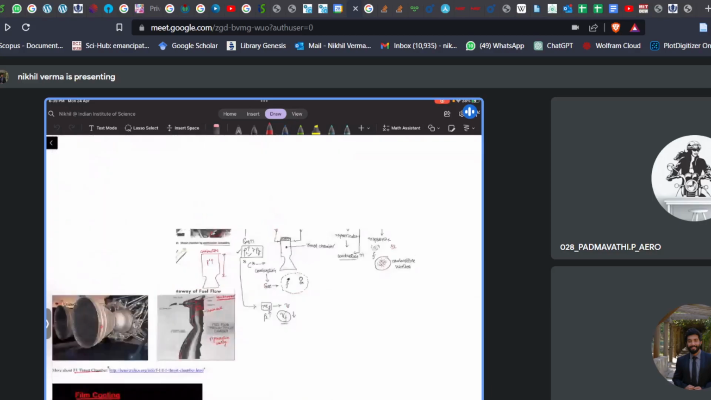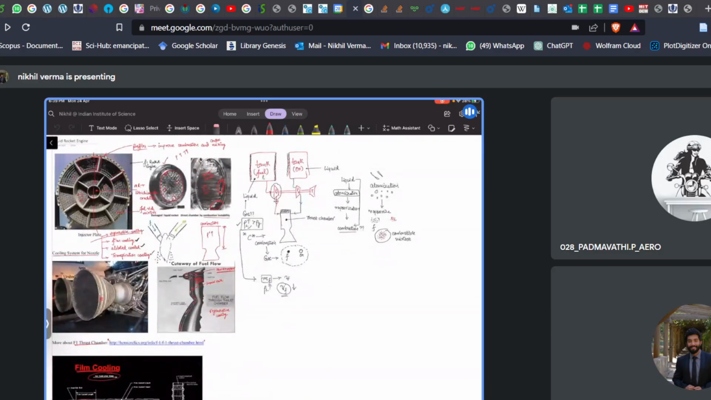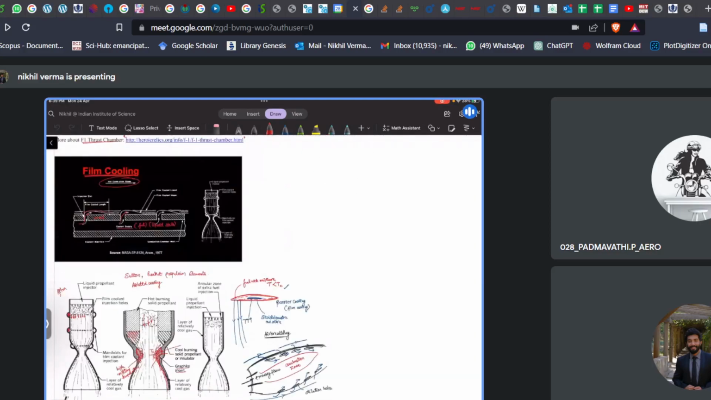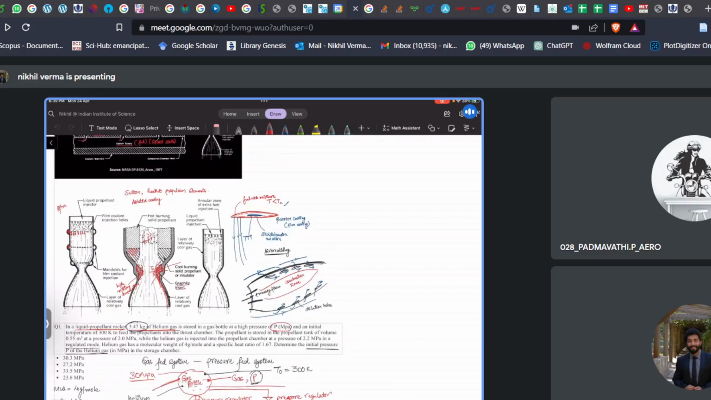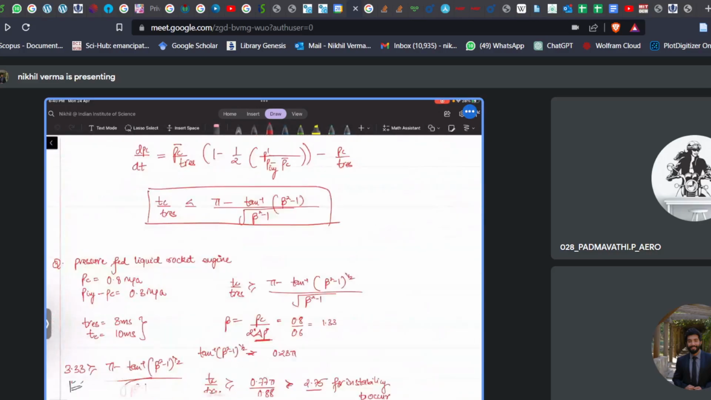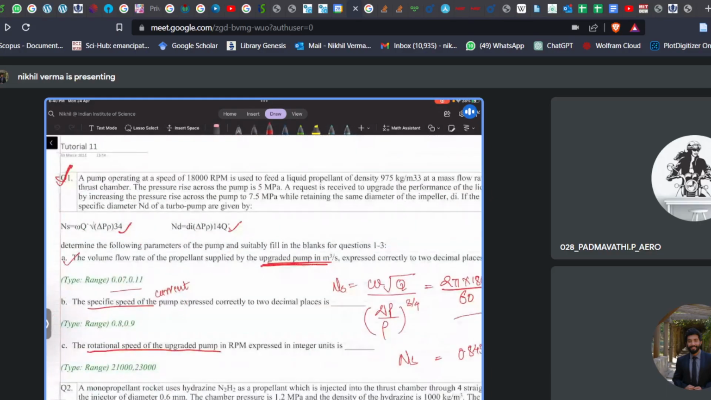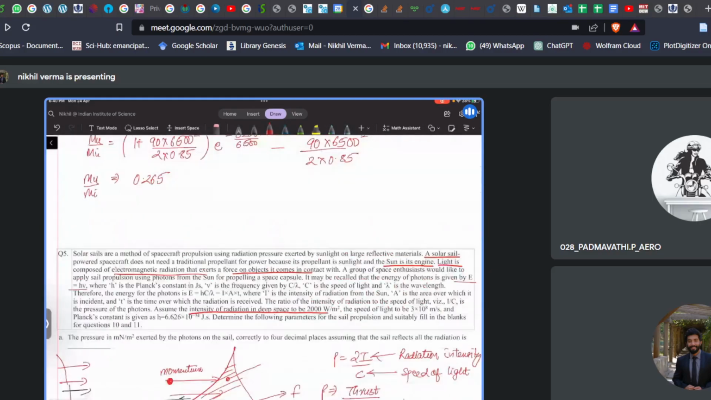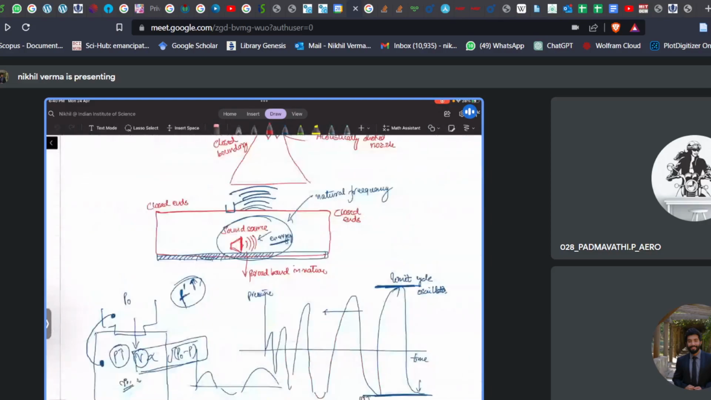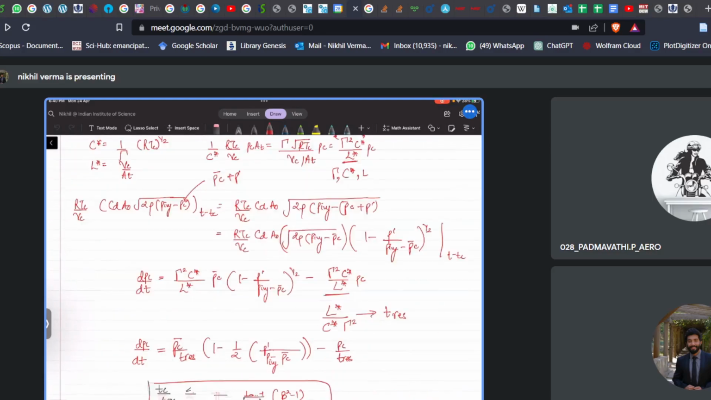Later we have seen that the rocket engine requires a cooling system. So it can be film cooling, transpiration cooling, or the ablative cooling system. Later we have seen the liquid rocket sometimes may become unstable. That is because of the combustion instability that occurs inside a liquid rocket engine.